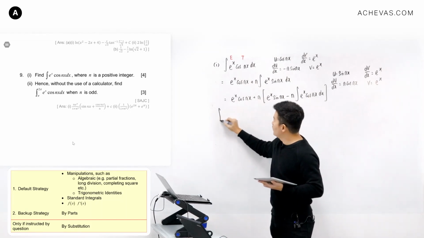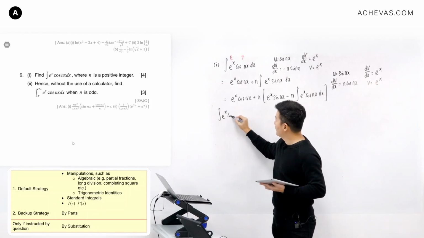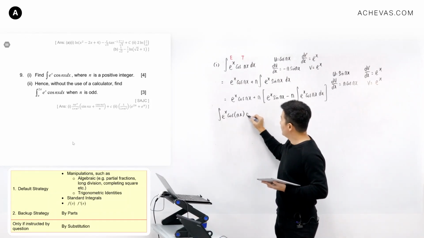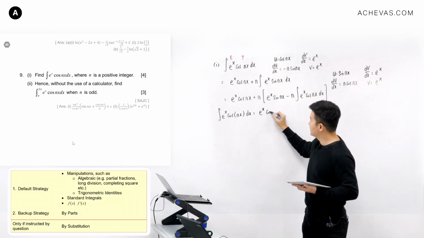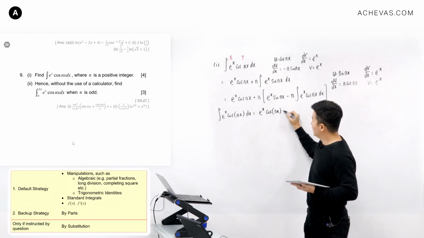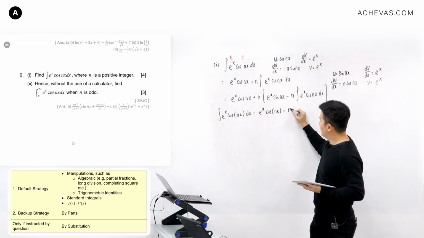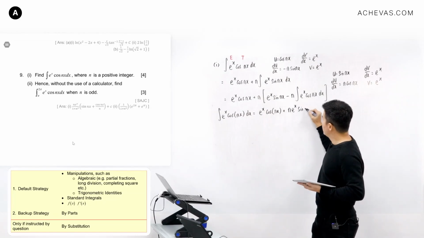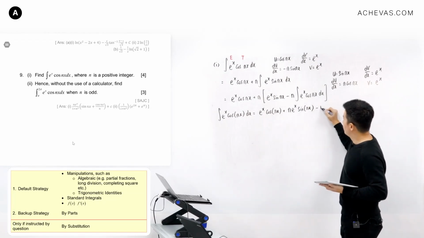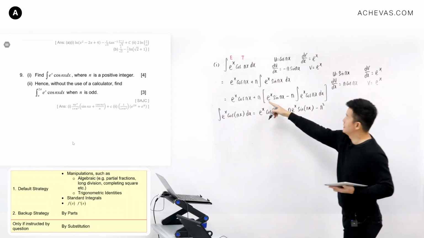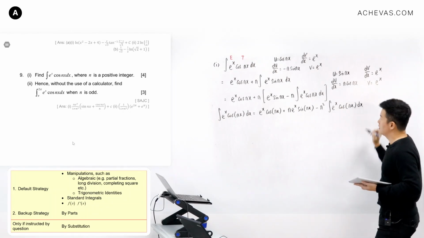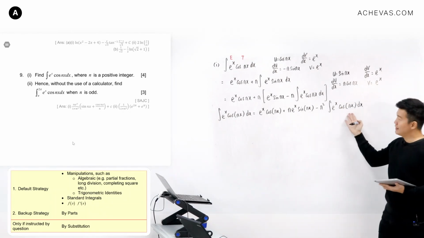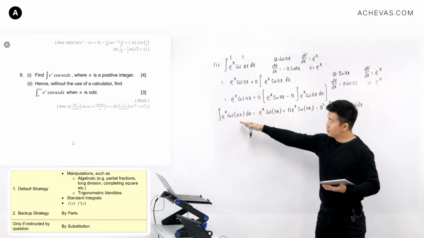So we will have an integration of e to the power of x cosine nx dx. This is equal to e to the power of x cosine nx plus n e to the power of x sine nx minus n squared, this times this, minus n squared integration of e to the power of x cosine nx dx. And I'm going to bring this over to the left-hand side to combine with this.